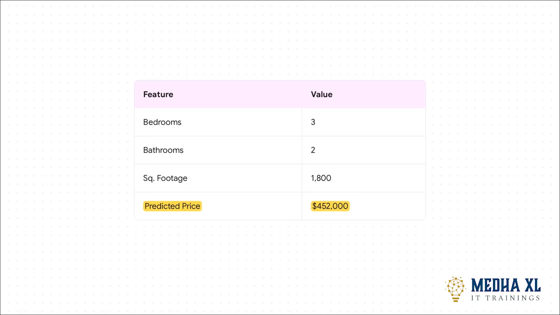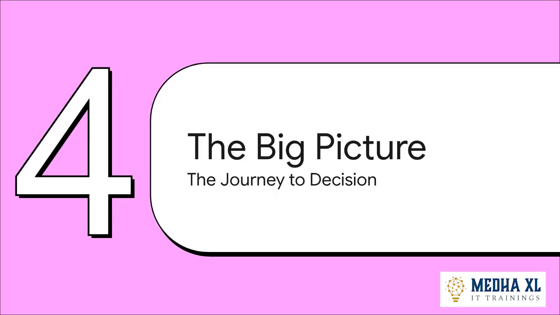We feed it the details of a totally new house, say 3 beds, 2 baths, 1,800 square feet, and it spits out a prediction based on all those patterns it learned. In this case, $452,000. And just like that, we've gone from a huge, messy pile of data to a single, concrete, useful number. Okay, let's take a step back and look at the big picture here.